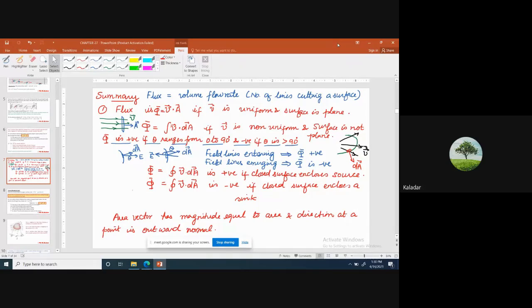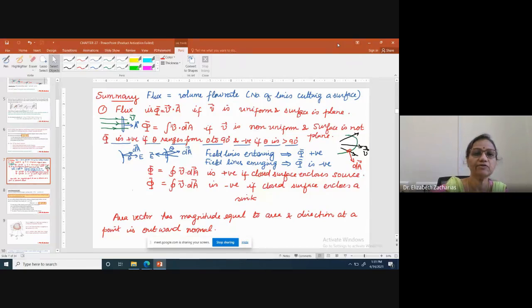So before we go ahead, I'll just summarize what we have seen in the last class. We talked about flux, the concept of flux, and we started our discussion using fluid flowing through a pipe. First we assume that the field line representing the flow is the velocity vector. And then we talked about what is flux. Flux is volume flow rate, we have seen.